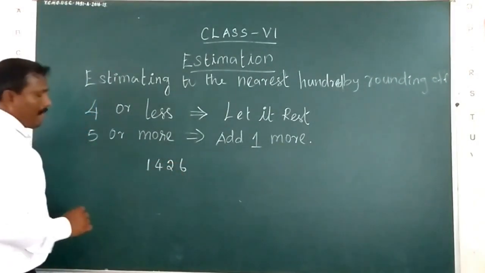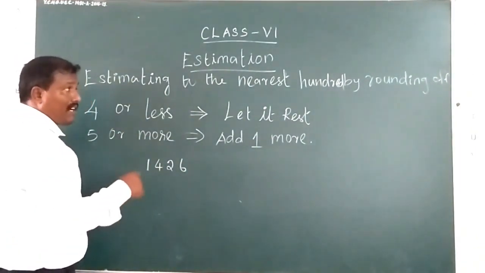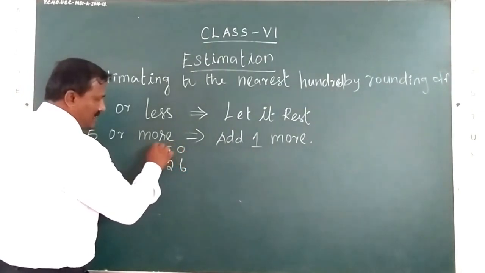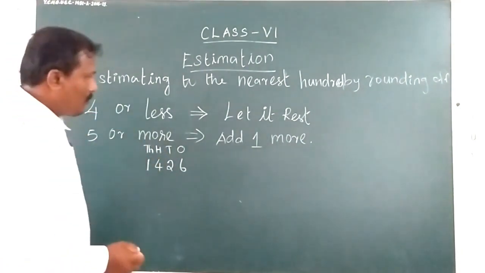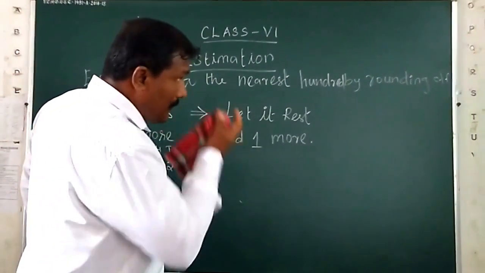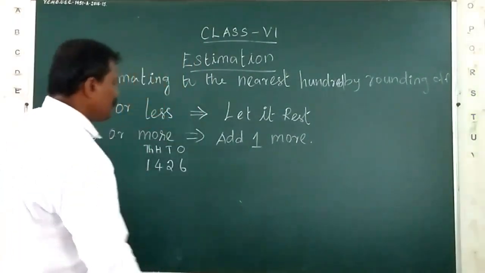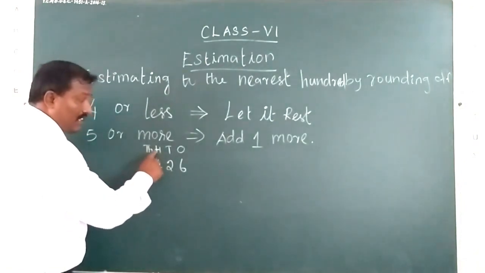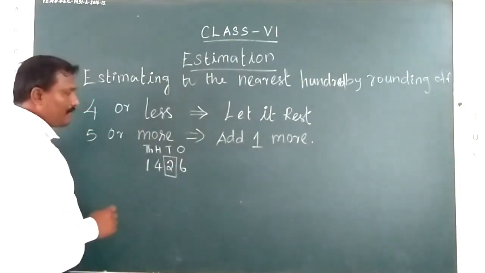1426. It is a 4-digit number. First step, when we are rounding to the nearest 100, put the place values: ones, tens, 100, 1000. So what's the question? Round off to the nearest 100. Ones, tens, 100. This is the 100. Which is the digit next to the nearest 100? 2 is the digit we compare.